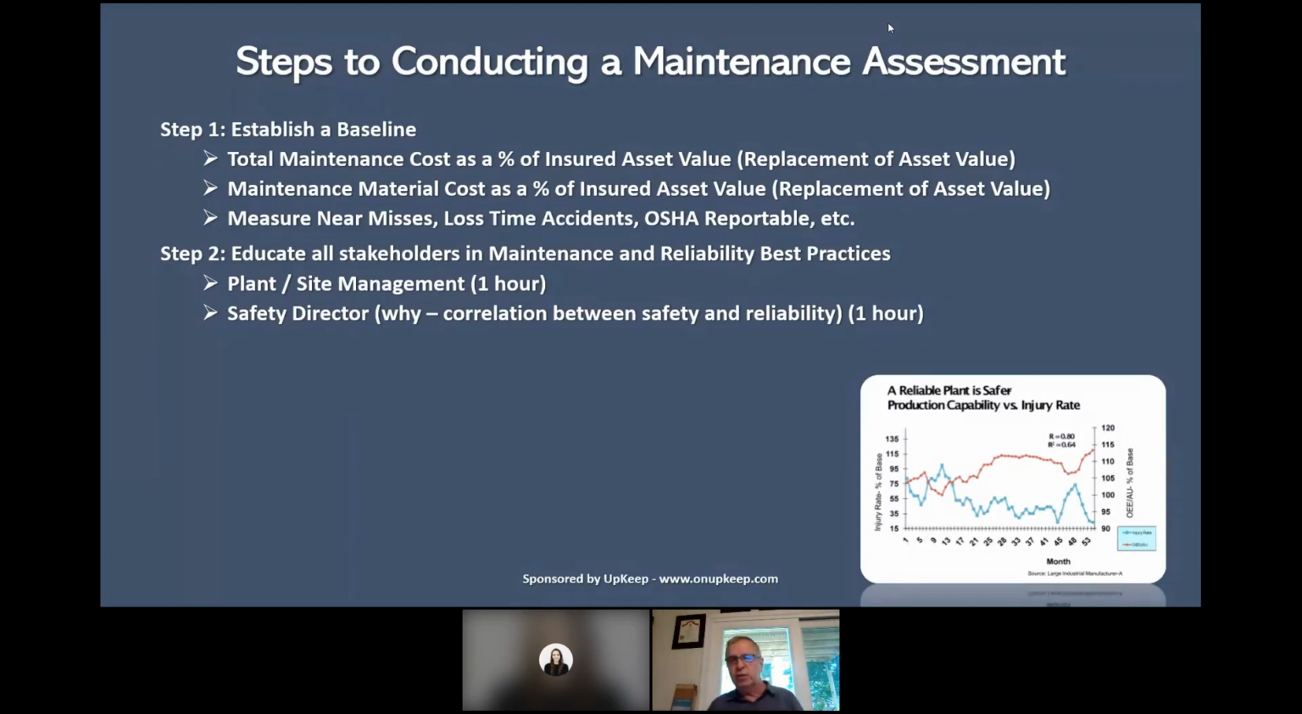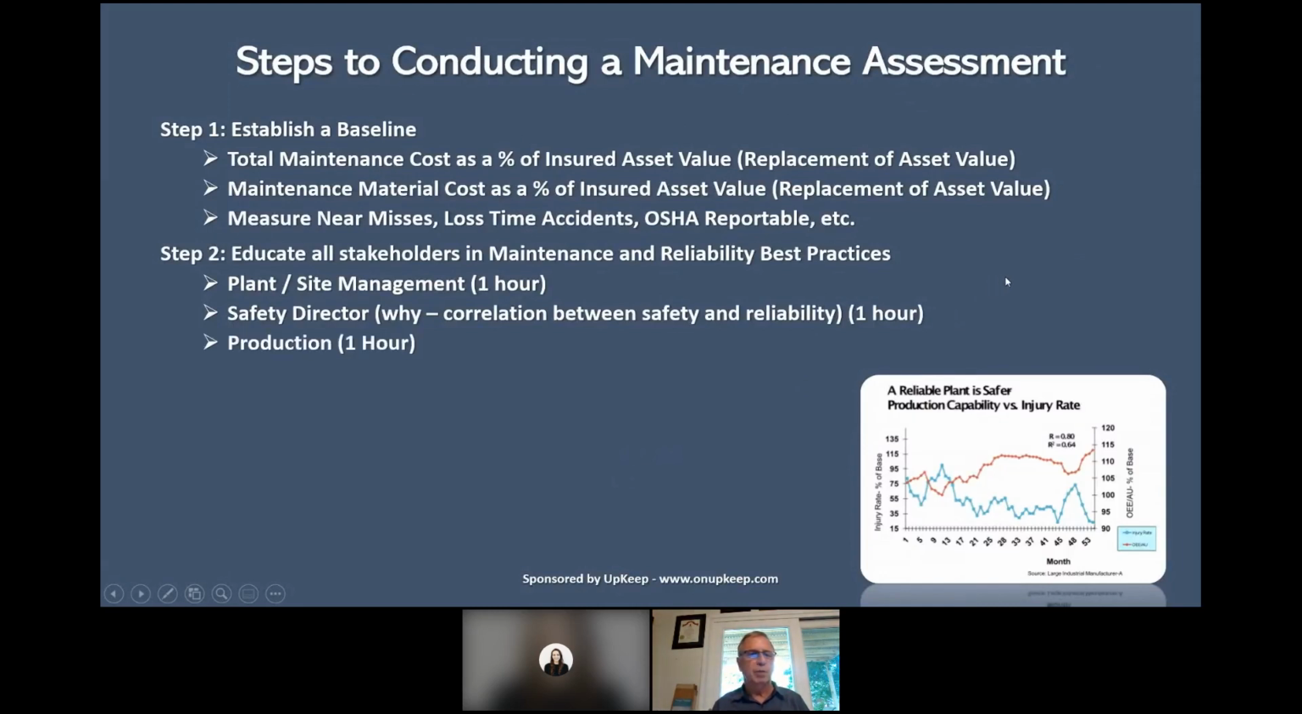If we look at this chart that I just pulled up, it shows the direct correlation. As our OEE starts to increase, our injury rate goes down. It's amazing, it simply is amazing, but people don't believe it. This came from a large industrial manufacturer, but I've seen it at a lot of places.